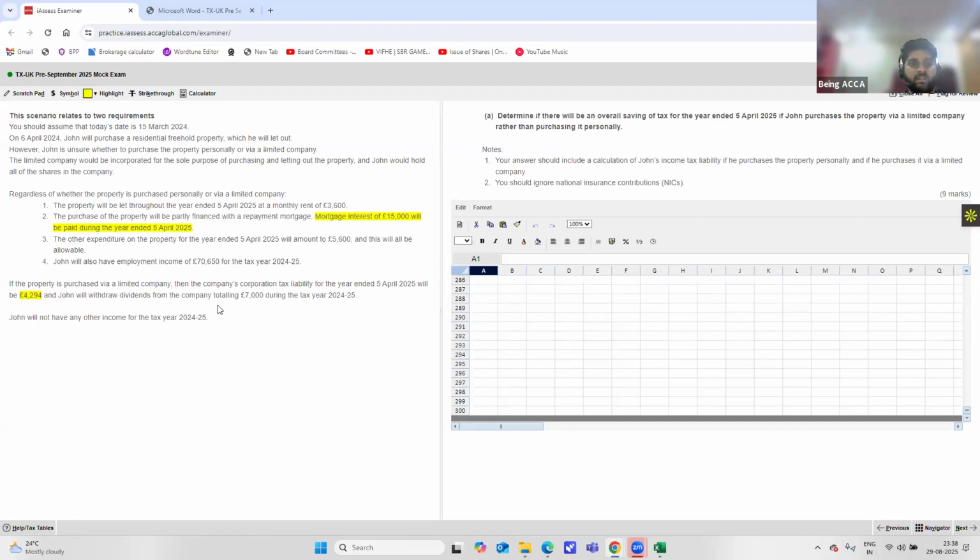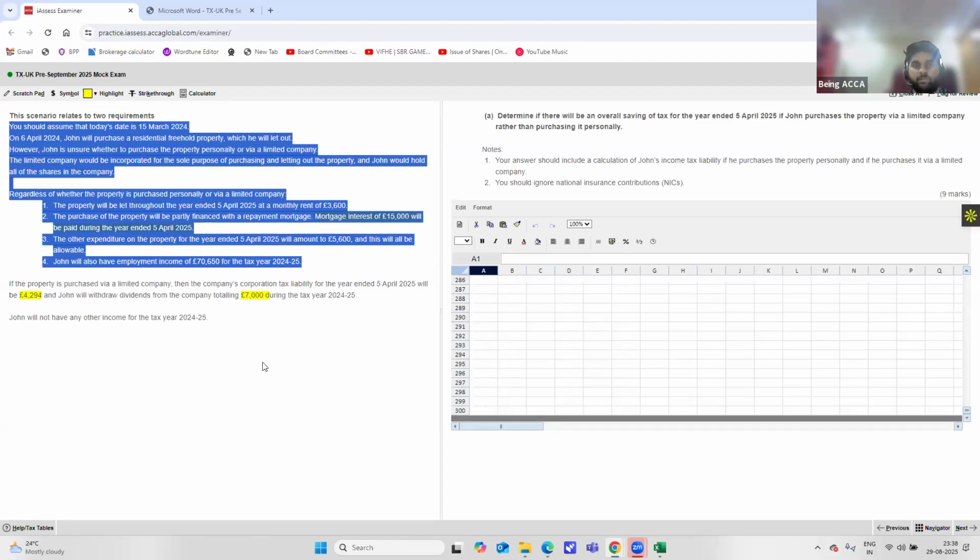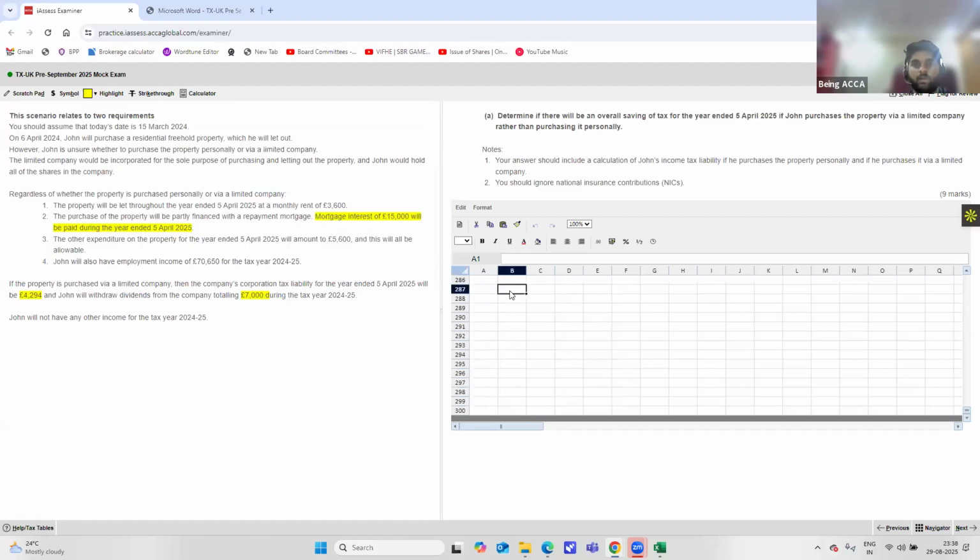John will withdraw dividends of 7,000 from the company, totaling 7,000 during the year. When it is registered, these are the conditions when the company is registered. Otherwise, these are the conditions on which you will have to work your answers.